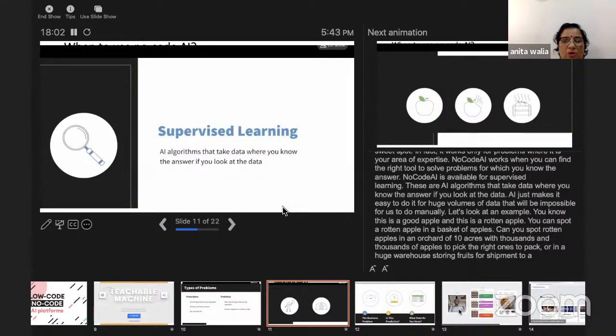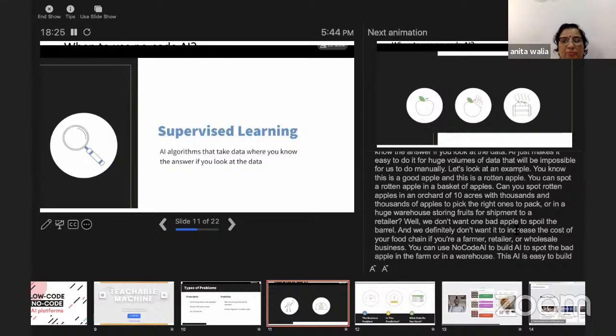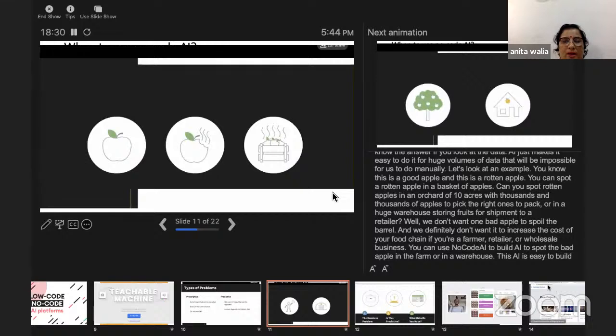So normally when we talk about AI, no code AI is available for supervised learning. That means the AI algorithm can take data where you know the answer. If you look at the AI data, AI can make use of this huge volume of data and come out with the possible solutions which are not very different. For example, let me take an example and tell you this. Suppose there is a problem. You are a merchant, a wholesaler of apples, let's say, and you want to sell good apples.